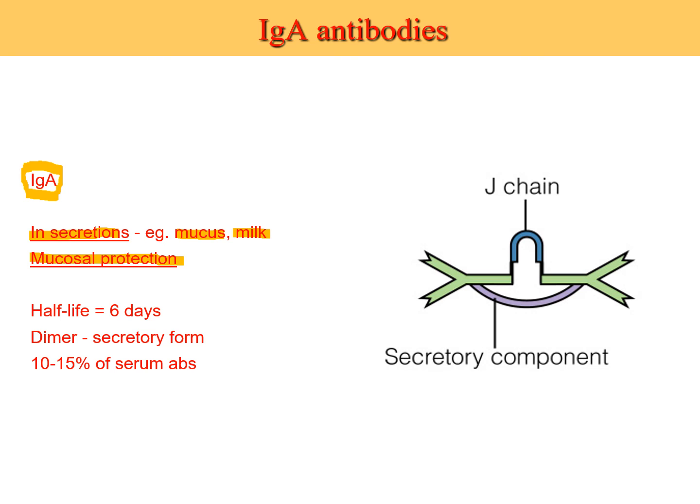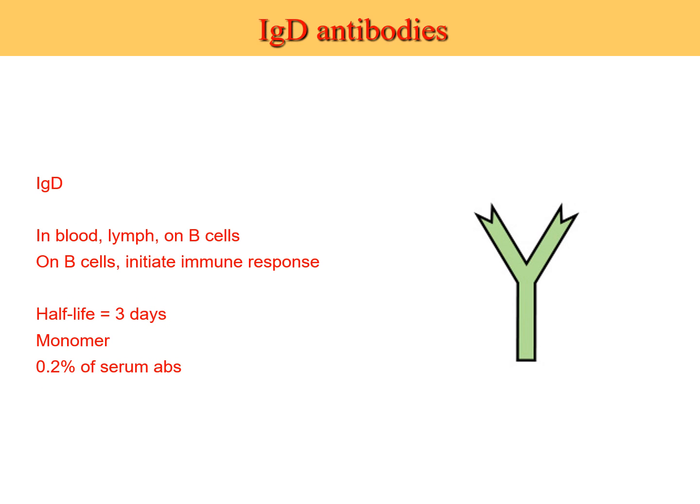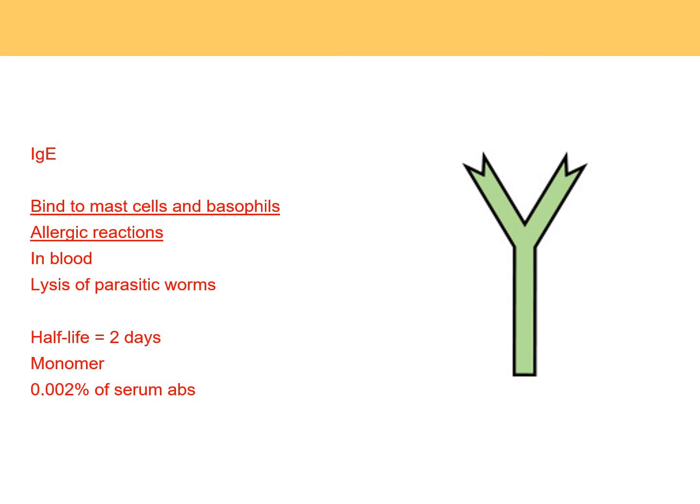Okay, so the next one should be IgE. No, it's IgD. I'm not going to say much about this. It is a monomer. I'm going to leave it alone. It's found on early B cells as they first get produced. I'm not going to get into it.